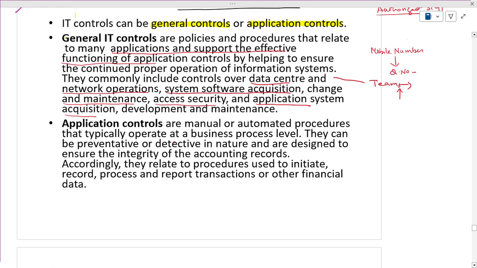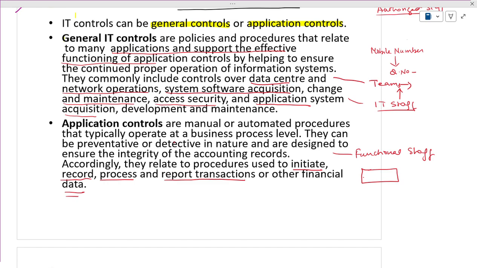Application controls relate to the procedures to initiate, record, process and report transactions or other financial data. This is related to functional staff, not IT staff. Say you are working in a credit department. The moment you access your system, you will have your own biometric system. In banks you have a biometric system with fingerprinting. You just tap your finger and the system is activated. Now they are doing something more advanced: the moment you activate the system, one OTP will be generated.